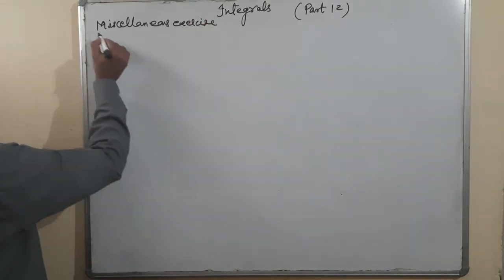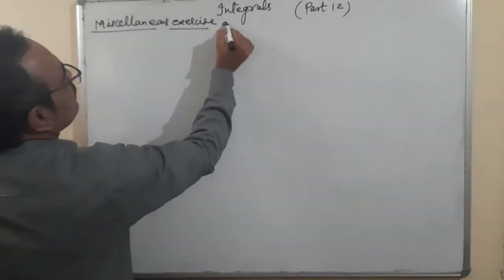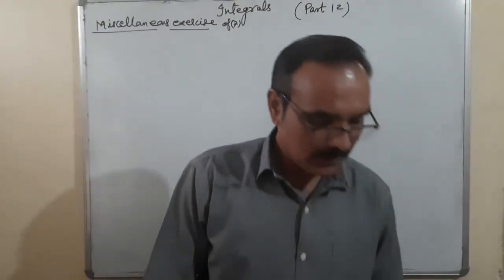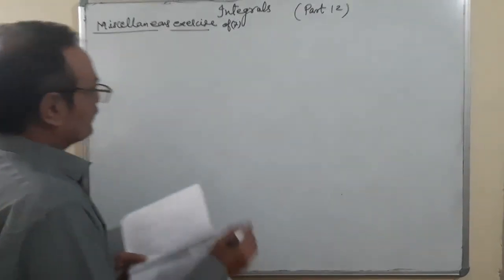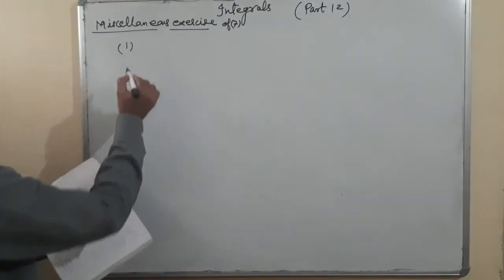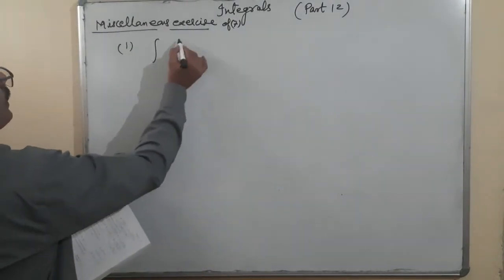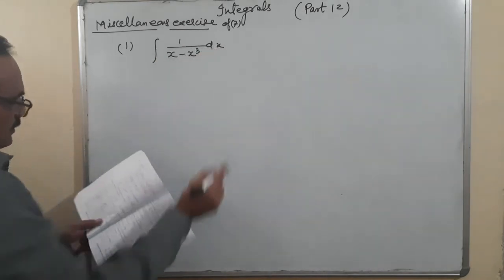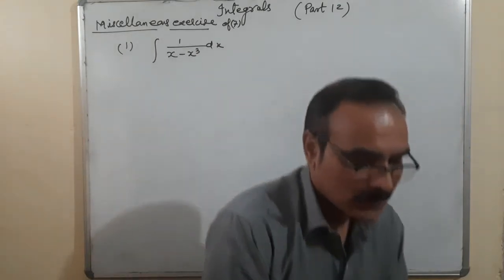Miscellaneous exercise of chapter 7. Let us take the questions starting from 1. First question: integrate 1 upon x minus x cube dx.